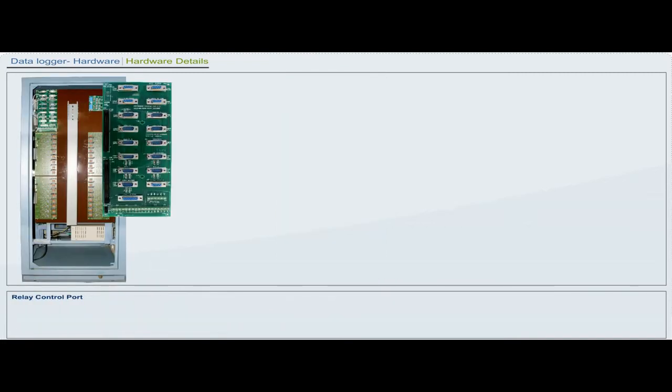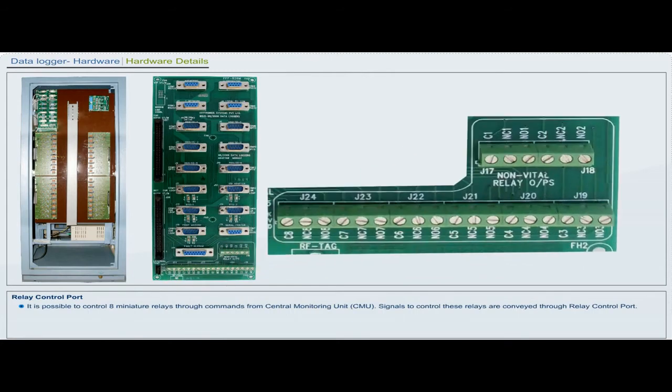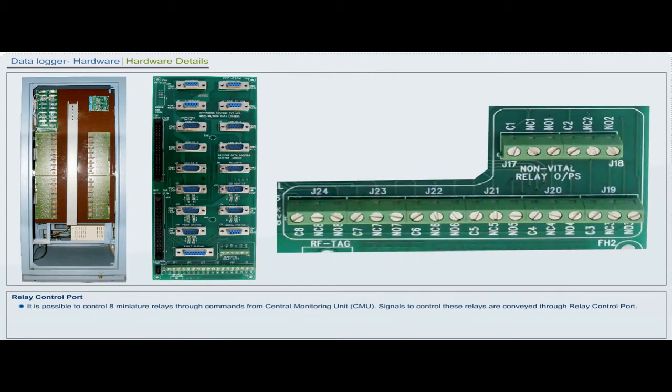Relay control port. It is possible to control 8 miniature relays through commands from Central Monitoring Unit CMU. Signals to control these relays are conveyed through the relay control port. These relay contacts can be used for controlling the power equipment, generating alarms, etc.